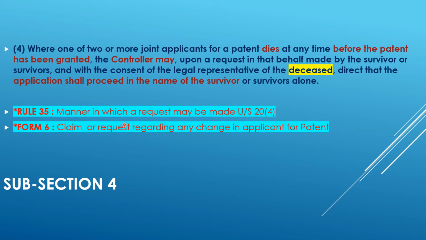Rule 35 is the manner in which a request may be made under section 20 subsection 4, and form 6 is claim or request regarding any change in applicant for patent. Okay friends, this is a particular situation where one of two or more joint applicants for a patent dies. In this situation, how the request will be made, what the controller will direct, these things are mentioned in this particular subsection. I hope it is clear now.